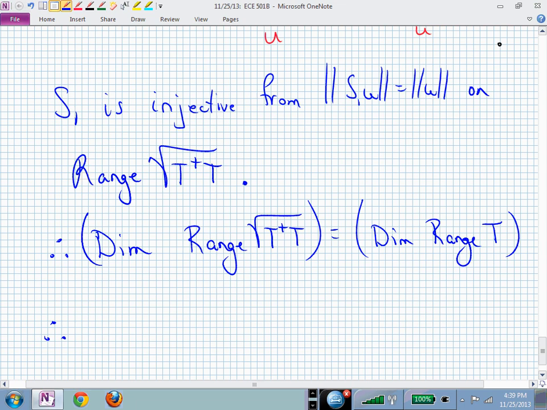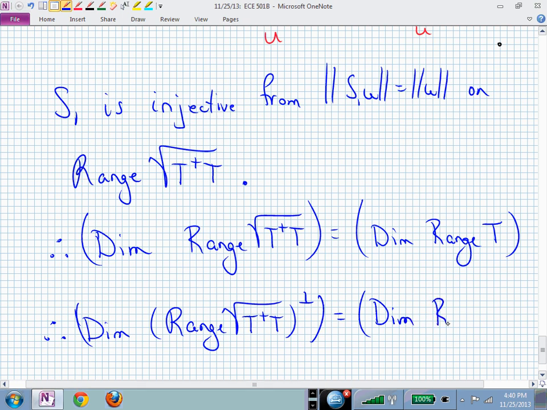And because those two are equal, now we can equate the dimension of their orthogonal complements. We now know that the dimension of the orthogonal complement of the range of the positive square root of T dagger T is equal to the dimension of the orthogonal complement of the range of T.